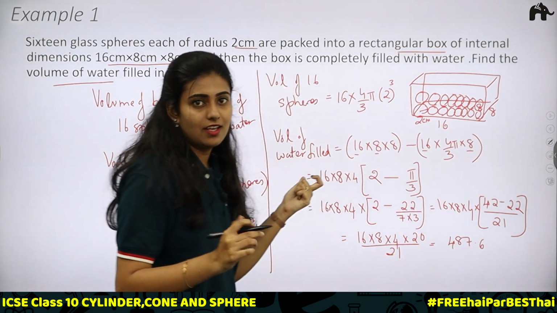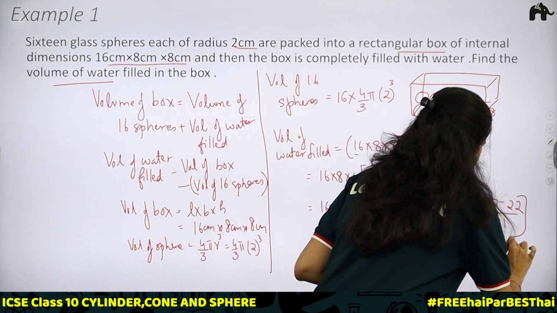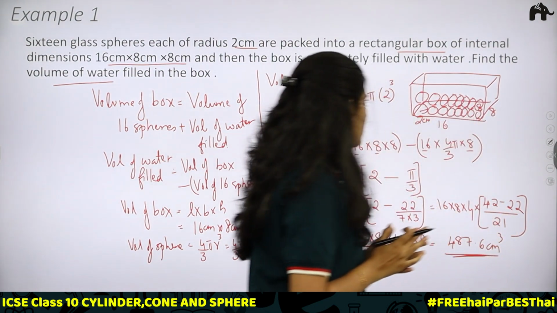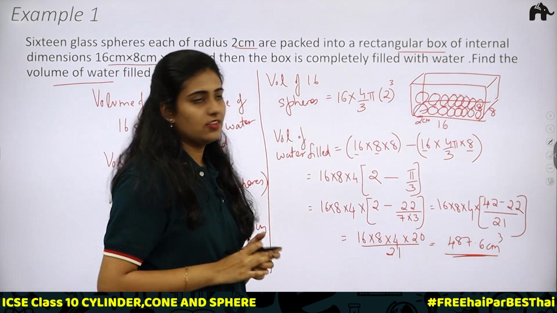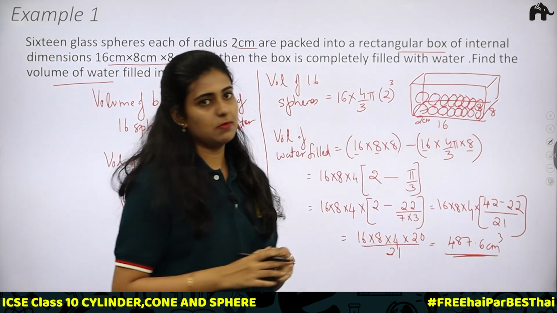Then what is the unit? Unit for volume is centimeter cube. Therefore, the volume of water filled inside the box is equal to 487.6 centimeter cube.